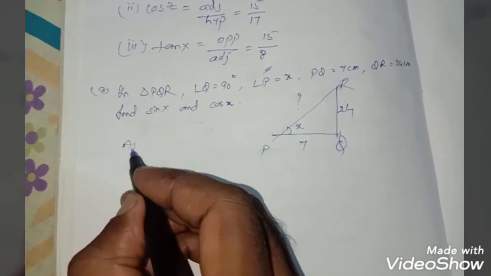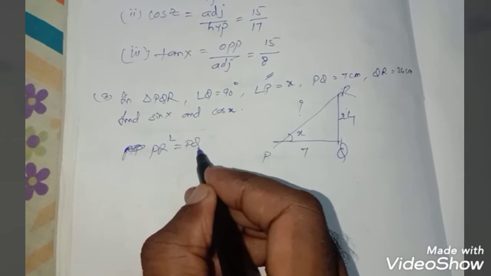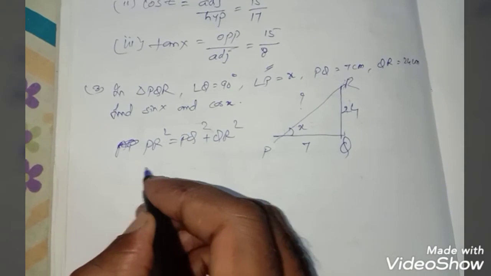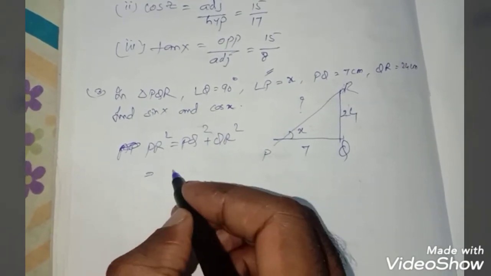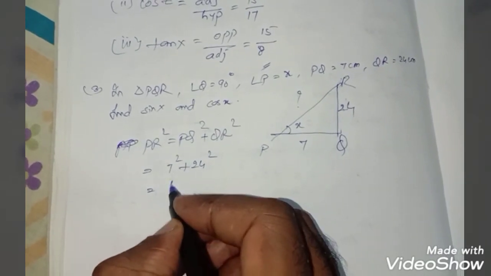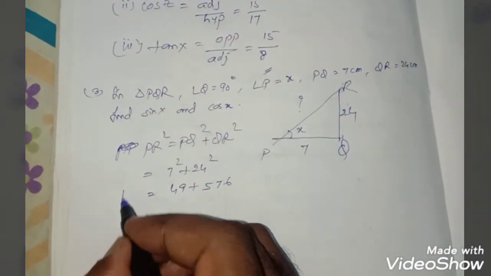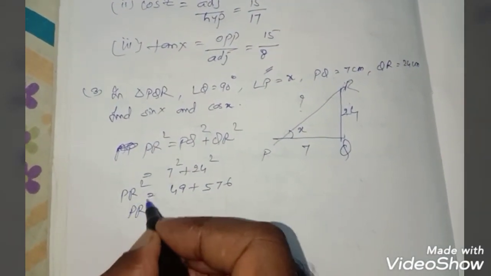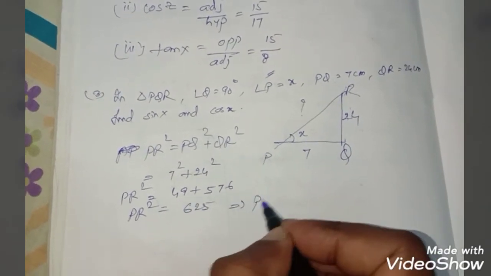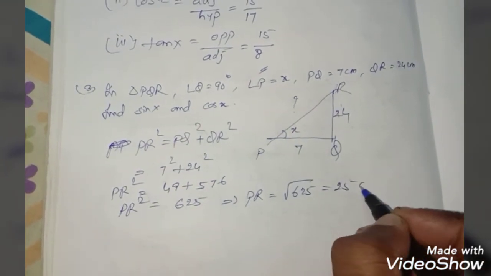Now as per your formula, PR square is equal to PQ square plus QR square. Here PR square is not given, so I can write PQ square as 7 square plus 24 square. Now 7 square is 49, 24 square is 576. This is PR square. If I add these two, you will get 625. So PR is square root of 625, so you will get 25 centimeters, right?